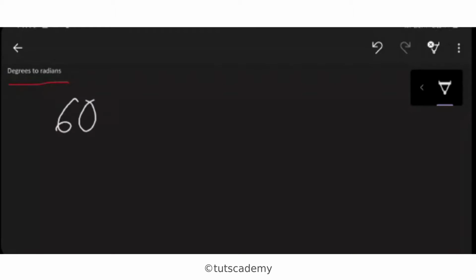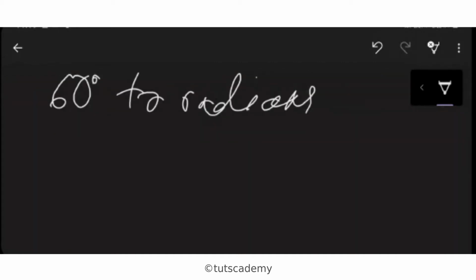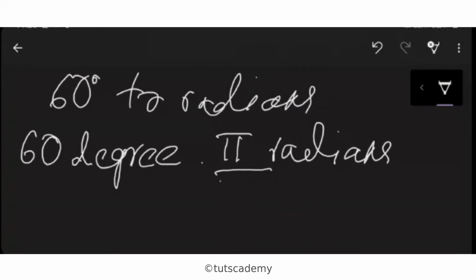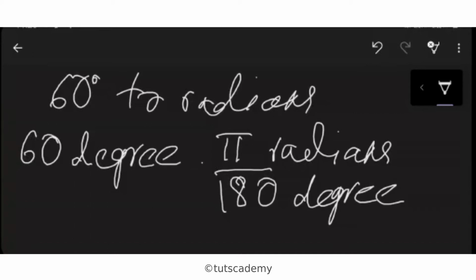60 degrees to radians. So I will be writing the 60 and then writing out the degrees like so. This is the formula you use to convert degrees to radians: pi radians over 180 degrees.